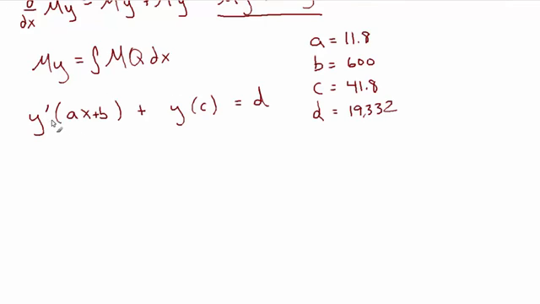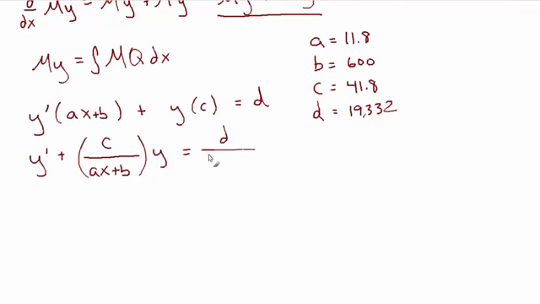Okay, and then we rearranged this because we wanted to get y prime by itself. So we divided by ax plus b on both sides of the equation, and we ended up with y prime plus c over ax plus b times y equals d over ax plus b. We'll call this equation 1 because we may have to refer to it after. And just to relate this to what we wrote above, this is going to be our p, and this is going to be our q.